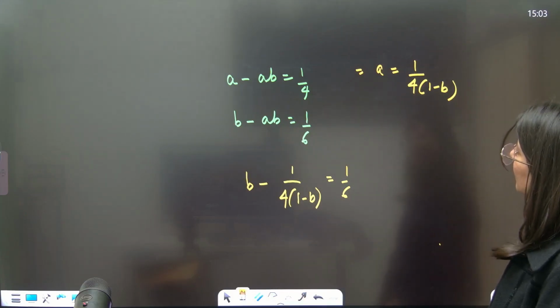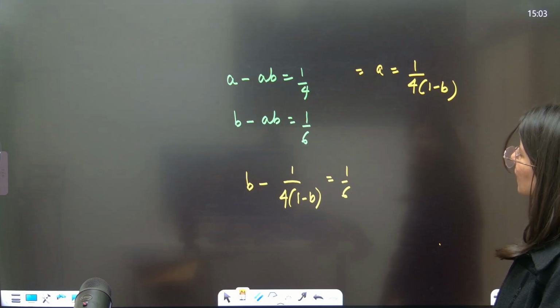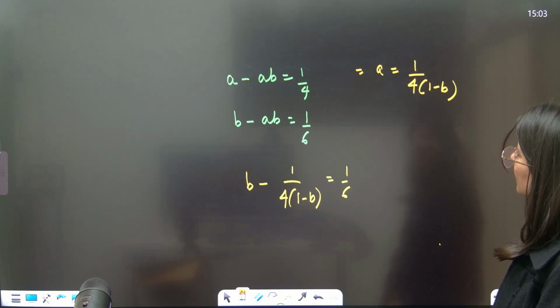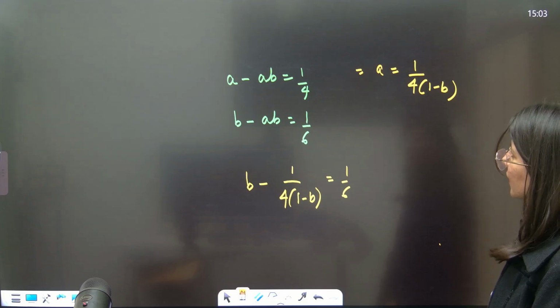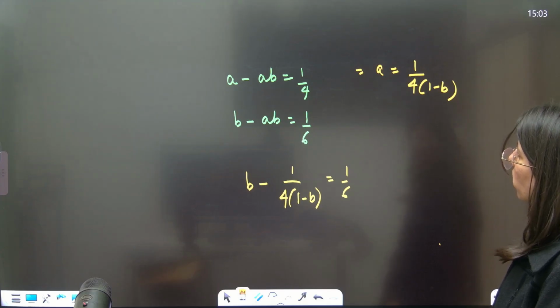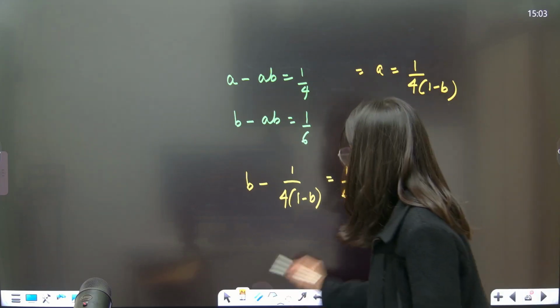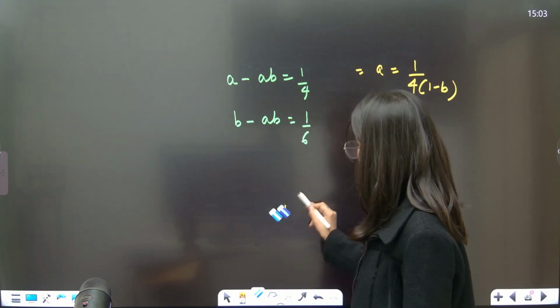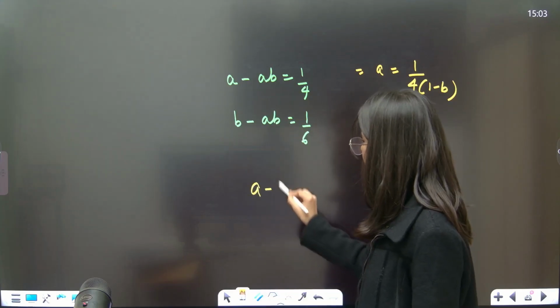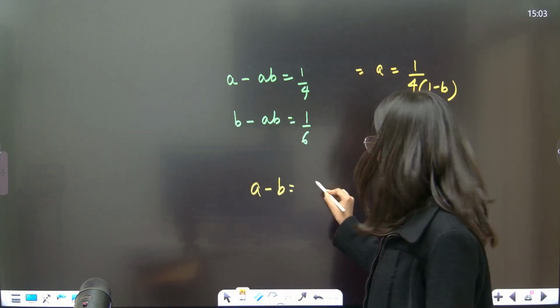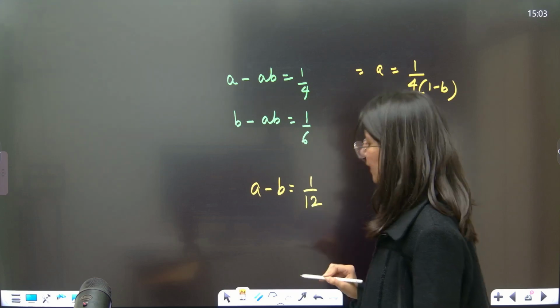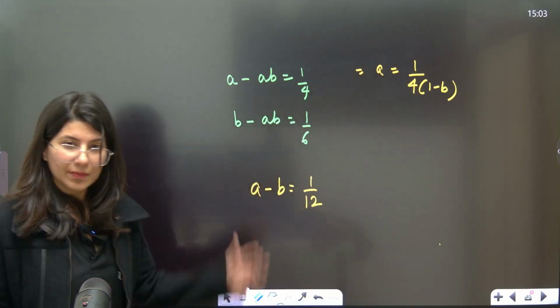A minus AB is equals to 1 by 4. Okay. B minus AB is equals to 1 by 6. Correct? Okay. Now, let me do one thing now. Let me subtract these two. So, A minus B will be equals to 1 by 12. Correct?